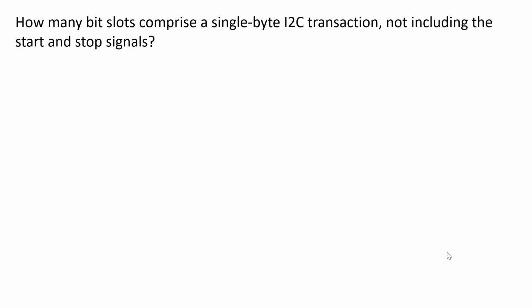How many bit slots comprise a single I2C transaction, not including the start and stop? What is it? Bit slots, 8 and 8, but then there's the acknowledgement, so it's 9 plus 9, so 18. 18. Okay, any questions? All right.